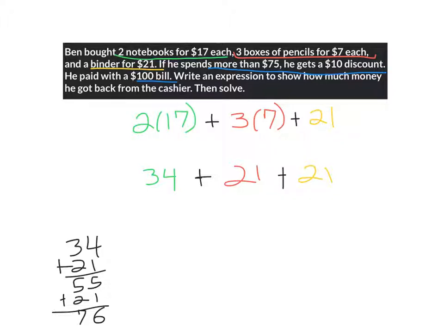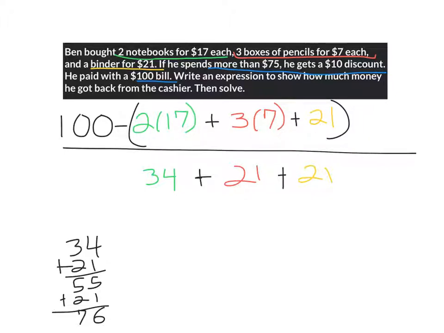So let's see if we can do this. He started with a $100 bill. We're going to subtract the amount that he spent. Let's think about what we need to do in order to figure out how he could get a $10 discount. How would we write that in this expression? So if Ben gets a $10 discount, that means he's going to get $10 back. So we need to do a plus 10.